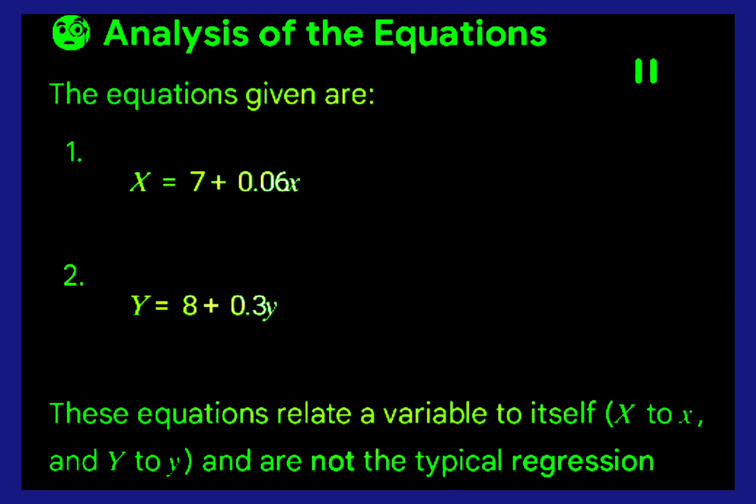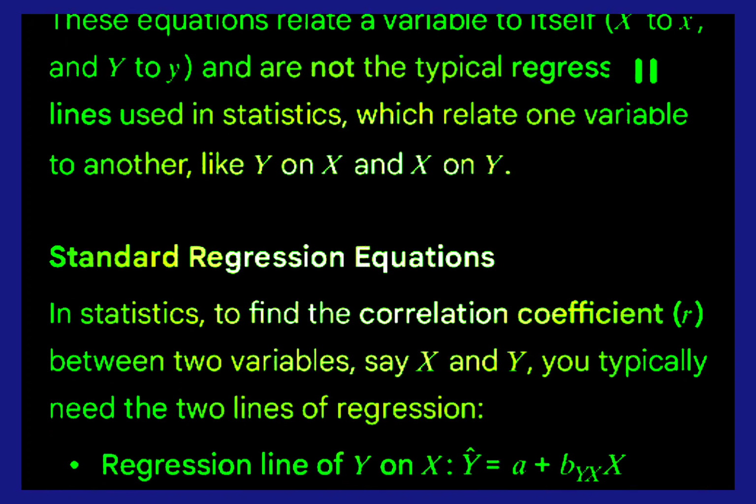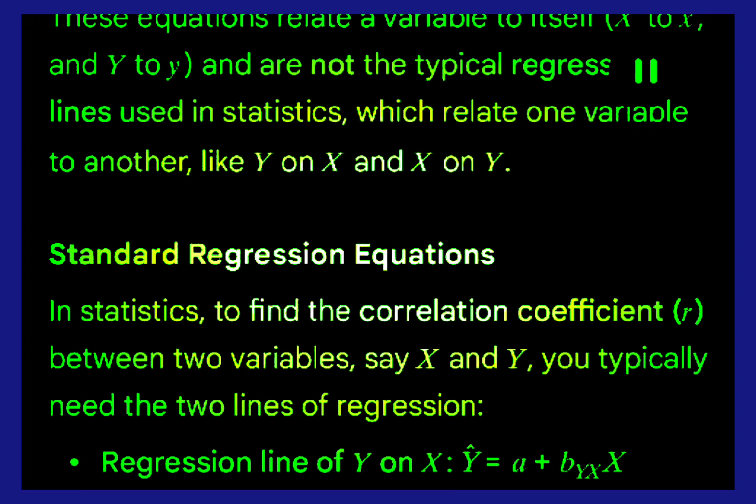Analysis of the equations. The equations given are: 1. x equals 7 plus 0.06x. 2. y equals 8 plus 0.3y. These equations relate a variable to itself, x to x and y to y, and are not the typical regression lines used in statistics, which relate one variable to another, like y on x and x on y.